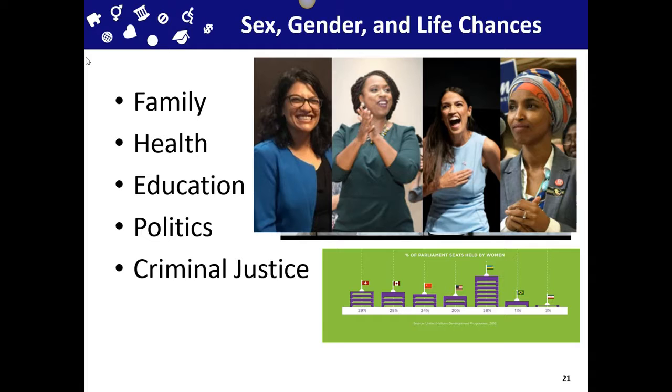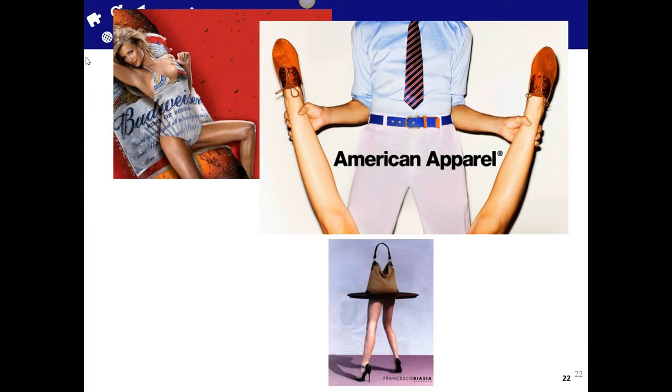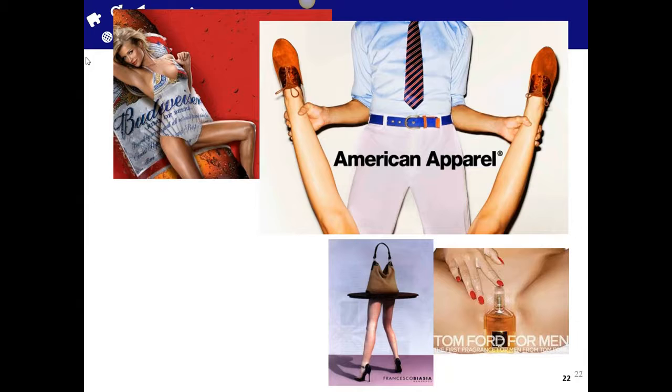Lastly, the criminal justice system. Men are much more likely to be arrested, much more likely to be perpetrators of violent crime, and also more likely to be victims of violent crime, with the exception of sexually violent crimes. Which brings us to this concern of sexual crimes against women. Overwhelmingly, as you can see in these images here, women are sexually objectified in society.